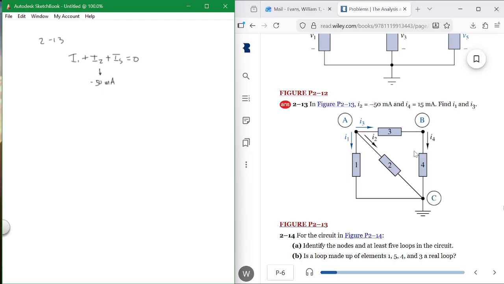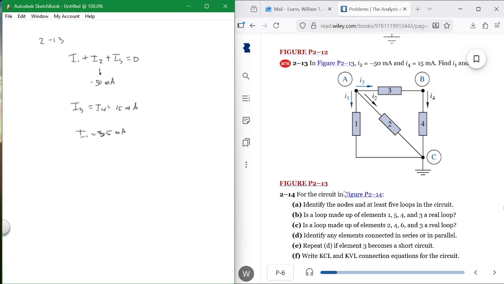And I4 is 15 milliamps, so I3 is equal to I4, which is 15 milliamps. What is I1? Well, it's what's left. I1 is 35 milliamps. Everybody follow that? I1 plus I3 is equal to I2, or I2 negative is going out as minus 50 milliamps, so it's going in at 50 milliamps. So 15 of it goes here, 35 of it goes there. And that's it.